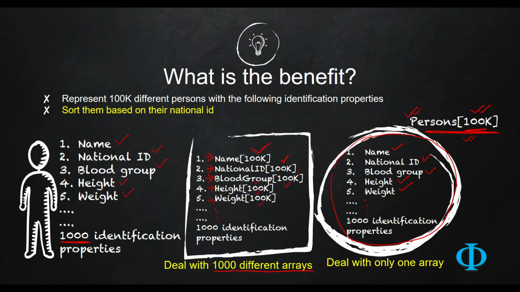And if you can represent like this, many different operations will become very easy. For example, if you want to sort the persons based on their national ID, or if you want to delete a person from the list, you need to just deal with only one array instead of 1,000 different arrays. So that's the benefit of object-oriented programming.